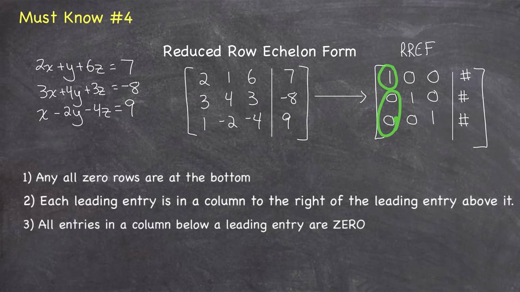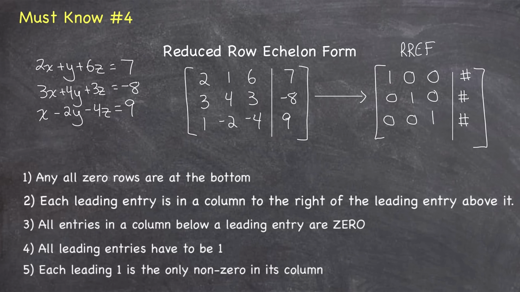Now any matrix that follows those first 3 rules is in what we call row echelon form. But for a matrix to be in reduced row echelon form, all the leading entries also have to be a 1. Notice they're all 1s. And each leading 1 is the only non-zero in its column. So looking at the leading entry from row 2, not only is there a 0 below it, but there's also a 0 above it. It's the only non-zero number in its entire column.